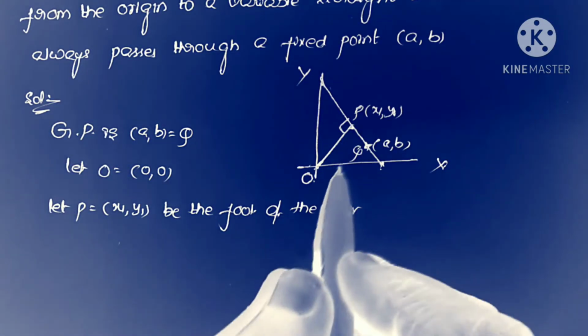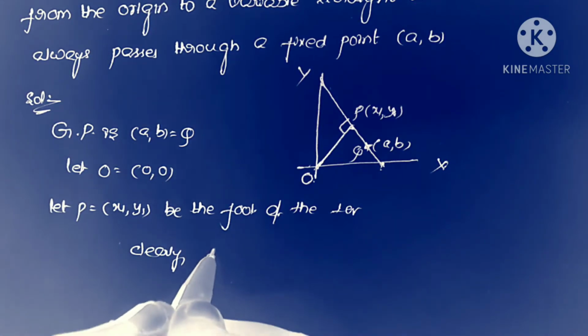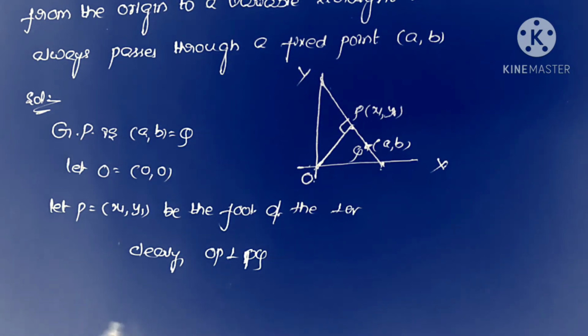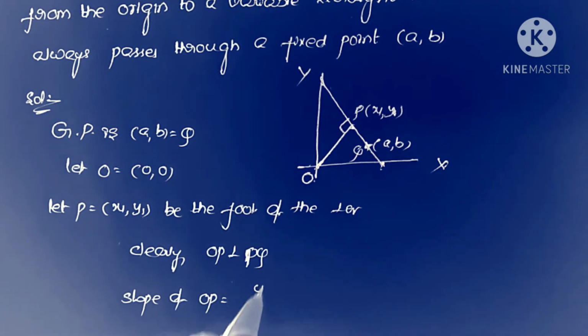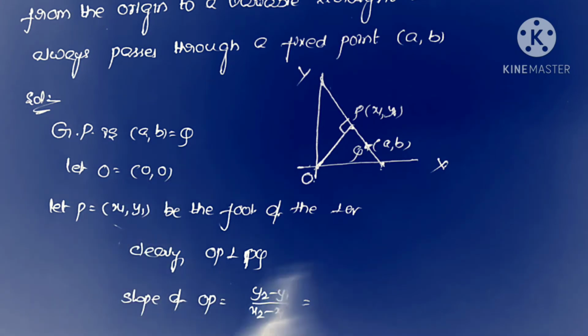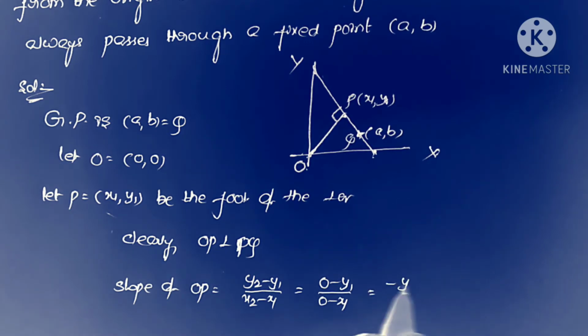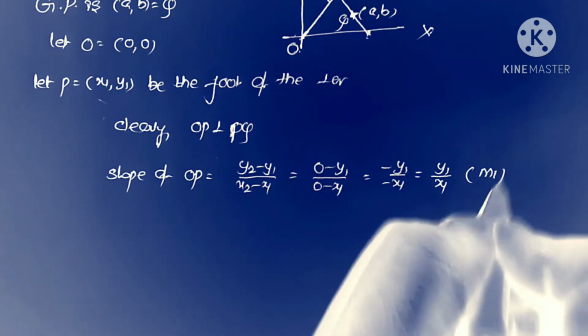Now clearly from the diagram we have that OP is perpendicular to PQ. That is, the product of slopes is equal to -1. So first we find the slope of OP. We take the formula (y2 minus y1) by (x2 minus x1). Here (x1, y1) is (x1, y1) and (x2, y2) is (0, 0). That is (0 minus y1) by (0 minus x1), which is minus y1 by minus x1, equal to y1 by x1. This is the slope of OP, which is taken as m1.